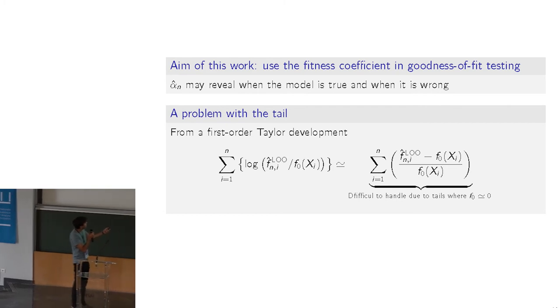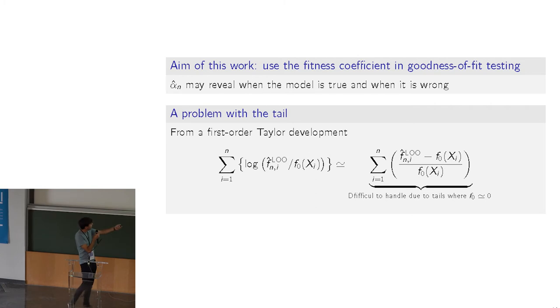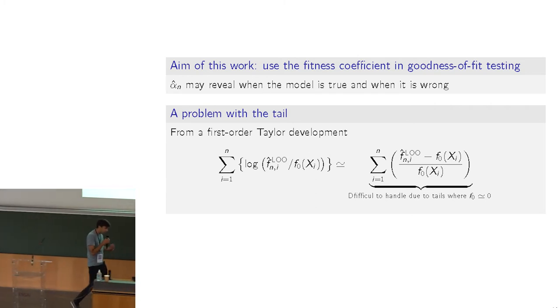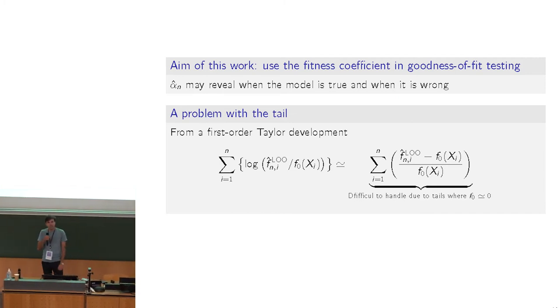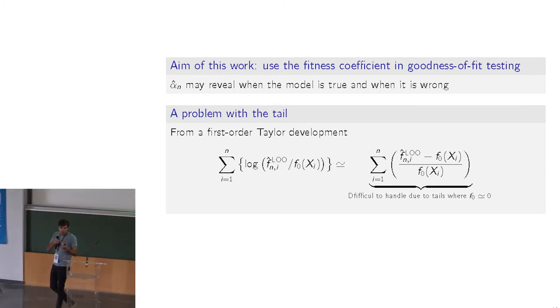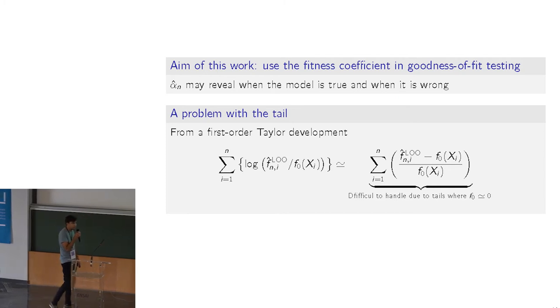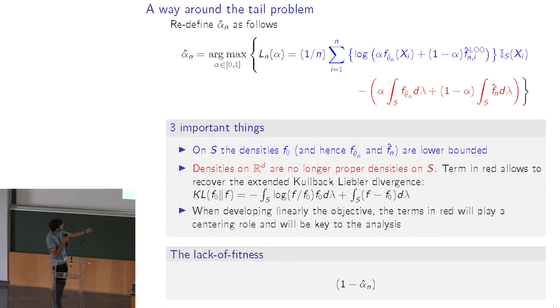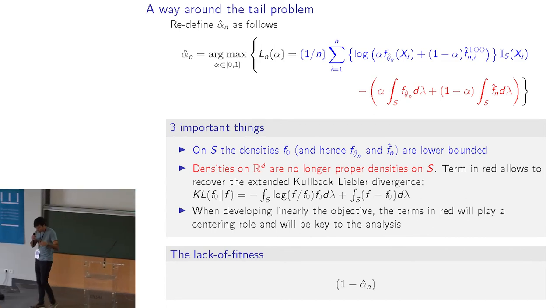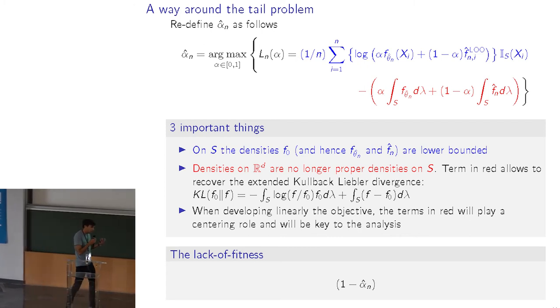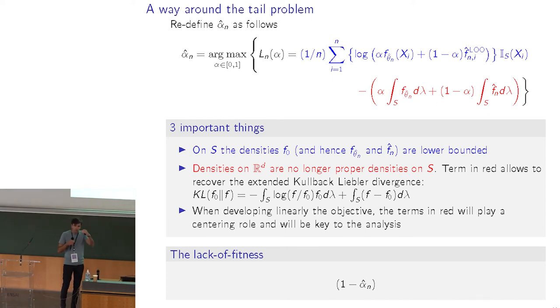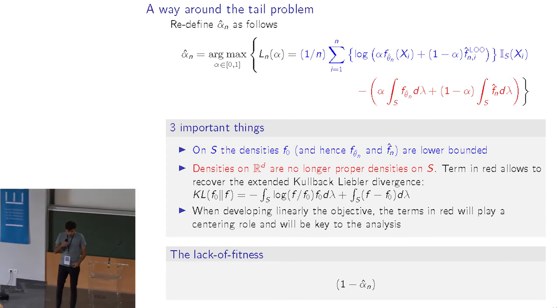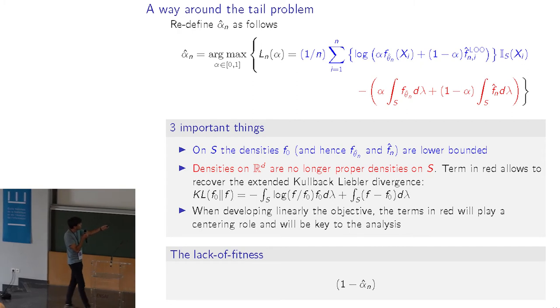When you try to do so, you are considering some kernel estimate that appears in your likelihood. You have also the true density. If you develop that linearly, you see that you are going to be badly affected by small values of your density. And so a low density region will imply a bad behavior of those kinds of statistics. So our first step is to remove some of the data points. So we introduce this set S, which is a region of your covariate. This indicator function is going to select your data so that you get rid of the low density region problem. So we are working under the assumption that f is lower bounded on S.